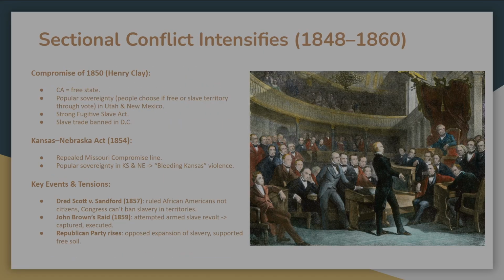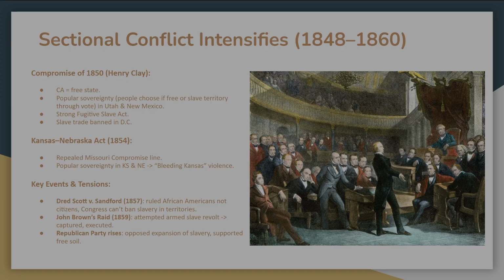So you have the Compromise of 1850 by Henry Clay. It proposed that California enter the Union as a free state, and popular sovereignty would be used in Utah and New Mexico, the idea that people could choose through a vote whether they wanted that territory to be free or slave. Then you have a stronger Fugitive Slave Act, which was very important. You had the slave trade ban in D.C.